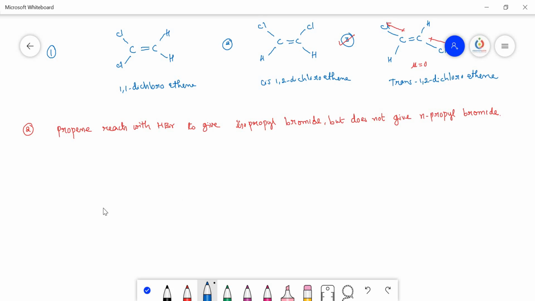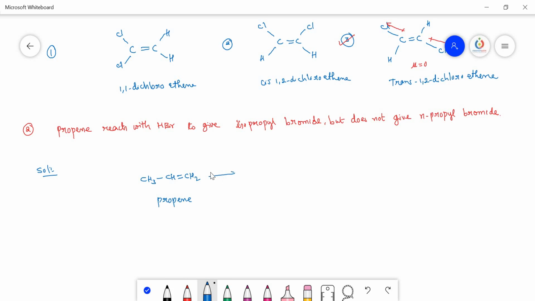So the next question is, propene reacts with HBr to give isopropyl bromide but does not give n-propyl bromide. So for this we need to write down the reason and solution. You just see, first of all write down the propene, CH3CH double bond CH2. This is the molecule called propene.